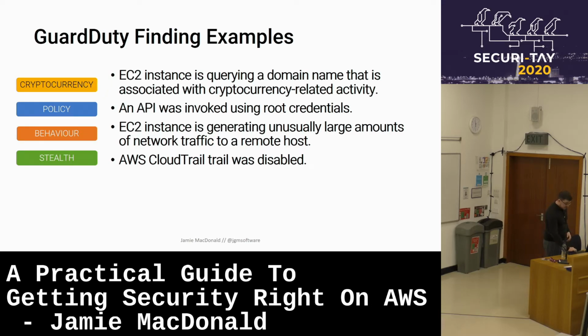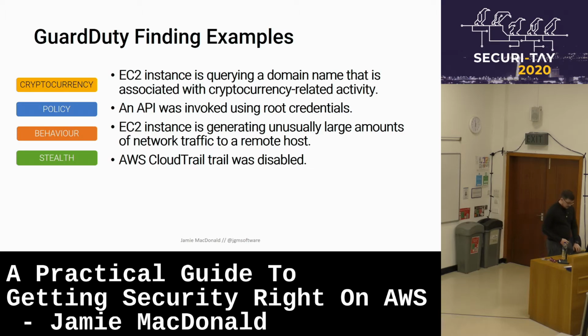An API being called with root credentials. So remember at the start, we wanted to make sure that we really didn't use the root credentials anywhere. GuardDuty gives you a really easy way to determine if someone is using them when they shouldn't be. An instance generating larger amounts of traffic than normal. Because there is a machine learning component to GuardDuty, it can build a profile over time of what sort of activity your resources generate, and build a normal baseline. So anything that deviates from that, it can alert you to as well.